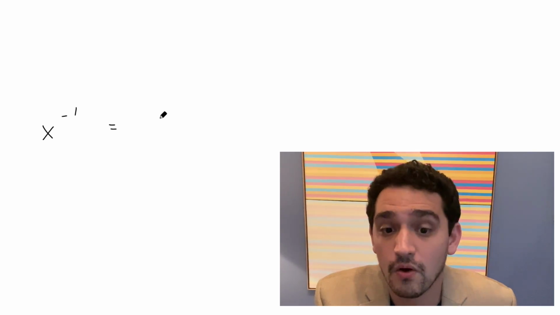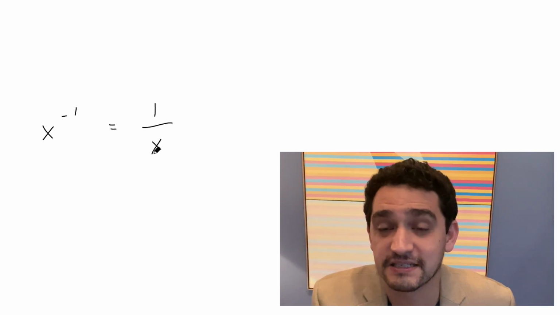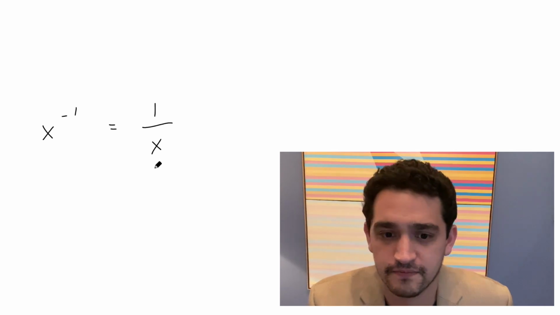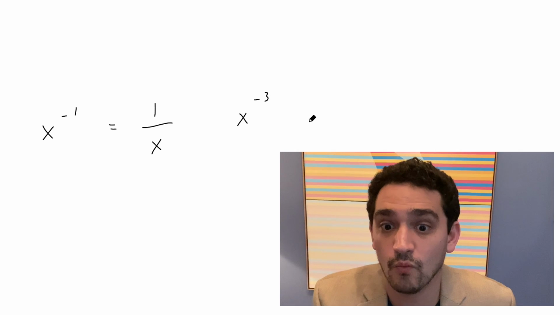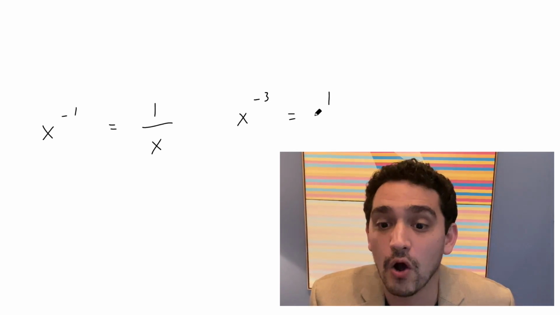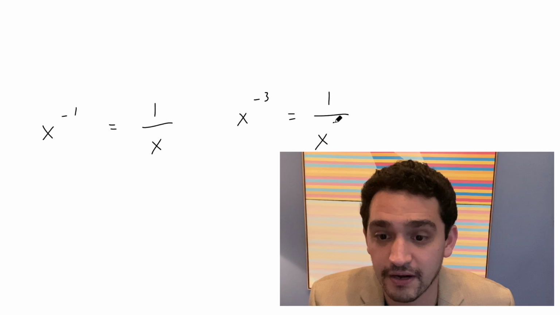Now, what about a negative exponent? What if I said, what is x to the power of negative 1? Well, the trick is, if you have a negative exponent, all you have to do is change it from numerator to denominator, or vice versa, and make the exponent positive. Therefore, this example would become 1 over x to the first power, or 1 over x. So what if we had x to the power of negative 3? Well, this then becomes 1 over x to the power of 3.